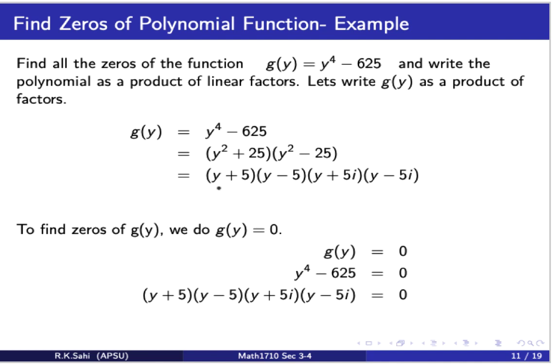Okay, now I have already done the work over here for you, the product as a product of linear factors. What I'm going to do is go down and find out how all this was brought about. So to find the zeros, we're going to go down first. We put g(y) to be 0. That means y to the power 4 minus 625 is 0.